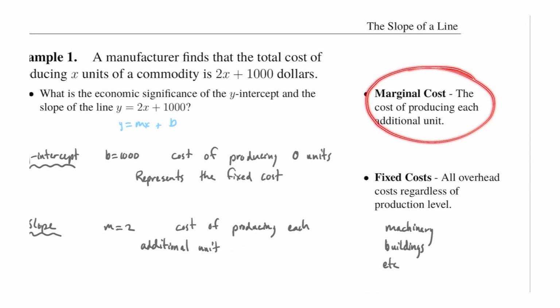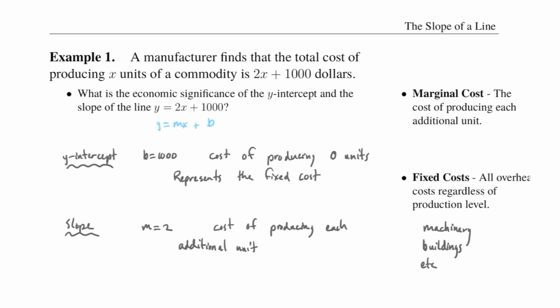We're going to give that a special name, which we call the marginal cost. The marginal cost tells us how much extra we would have to pay if we wanted to increase our production by one additional unit. All right, so when we look at this linear equation, y equals 2x plus 1,000, the slope is our marginal cost, and the 1,000 is our fixed cost.